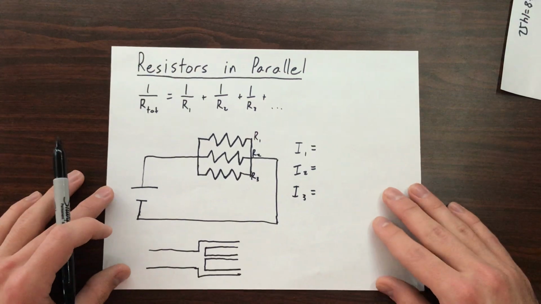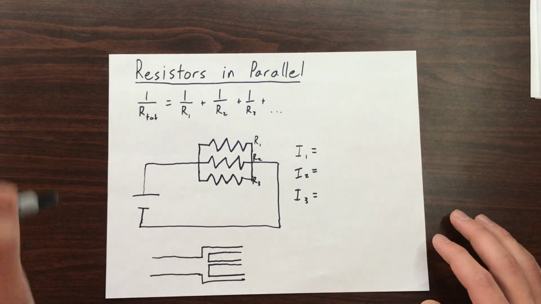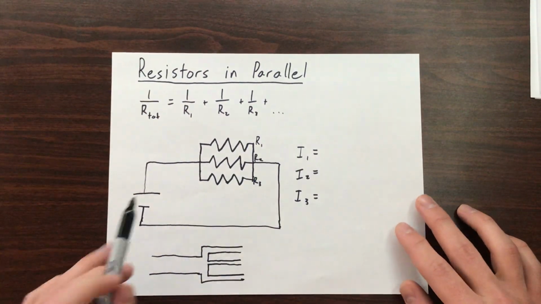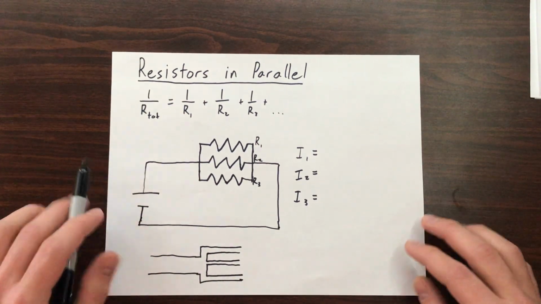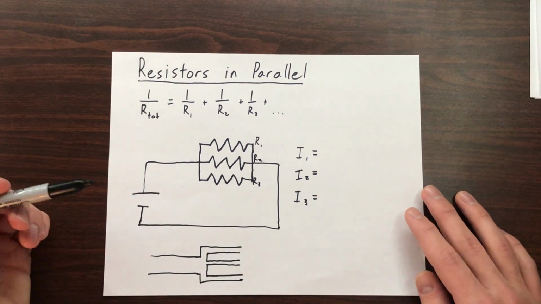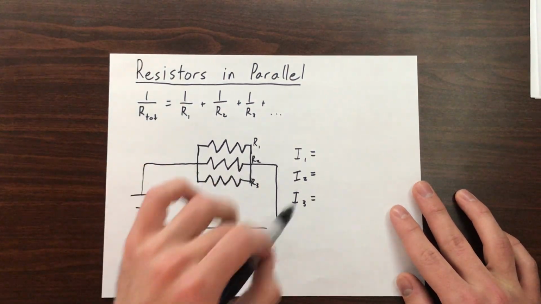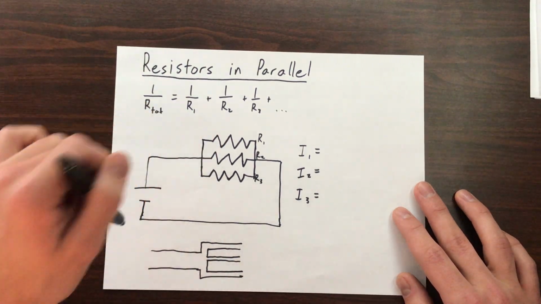Okay, so this is kind of a different idea than resistors in series. In series, they're right in a row, right? That current has to go through all of them. Resistors in parallel is like saying that your current has options. It kind of has different ways that it could go. As it goes through, it can either go through resistor 1, resistor 2, or resistor 3. So they're kind of lined up and all individually wired to that battery.